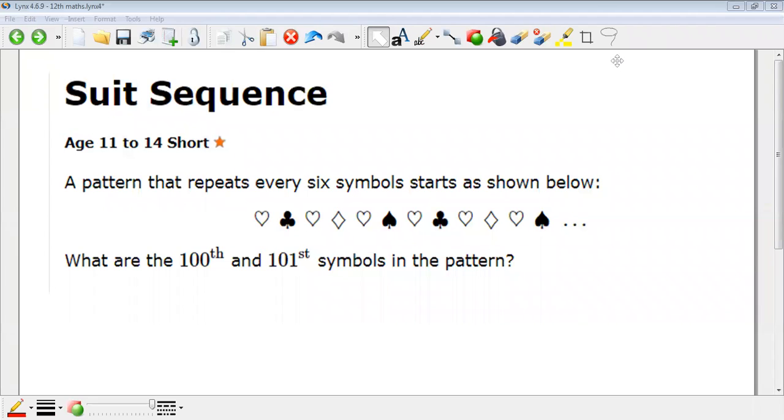Hi guys, just going to go through the extension maths for those of you that attempted it today. So we've got a pattern here that repeats every 6 symbols and starts shown below. What are the hundredth and 101st?